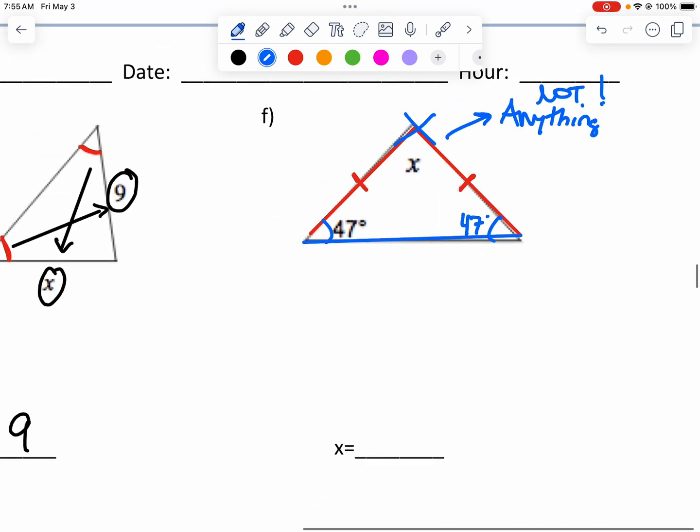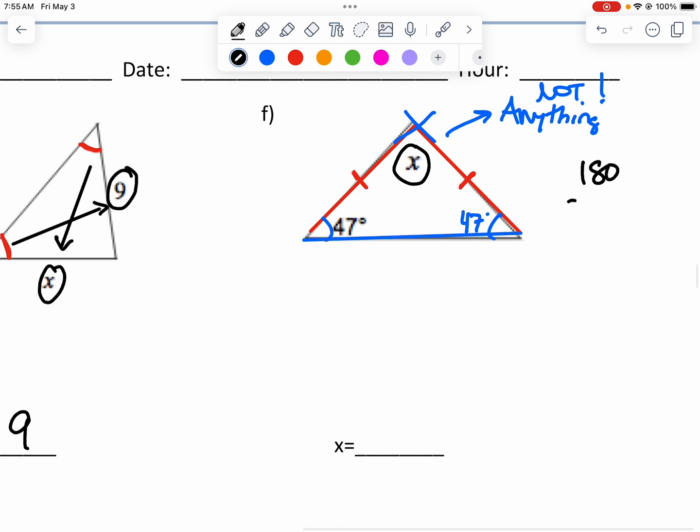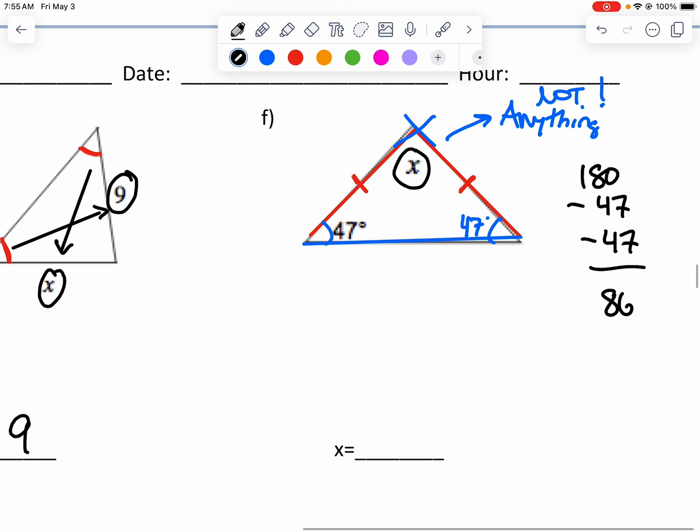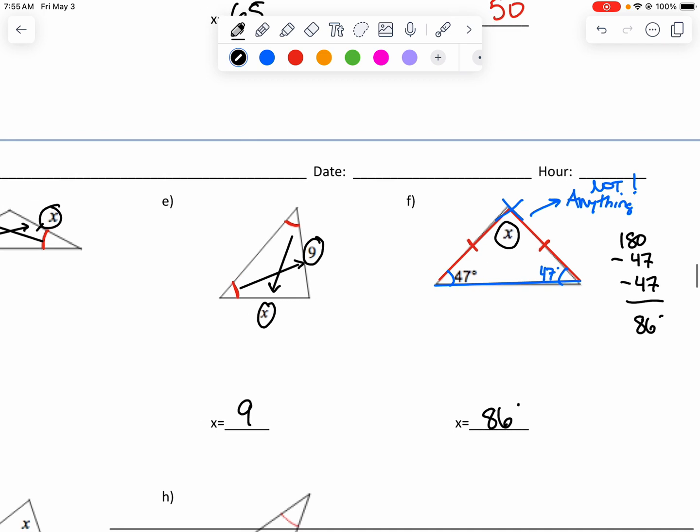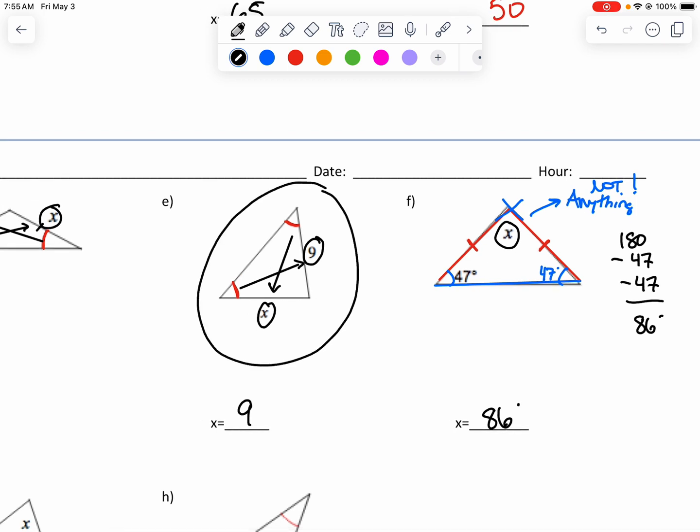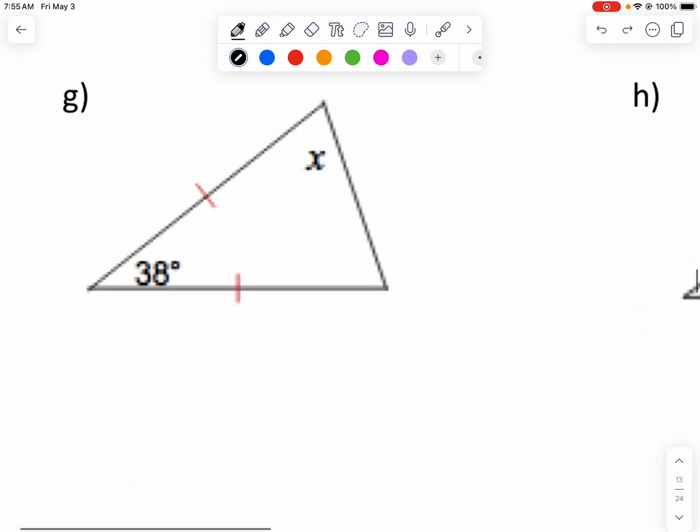Now that I have two angles, I can find this missing x by using that rule that we've applied before, where if I have two, I can subtract them from 180 to find the missing angle, which would be 86 degrees here. It's not as easy as this every time, guys. Just make sure that you are applying the rule instead of just following a pattern. Okay? Letter G, here we go.